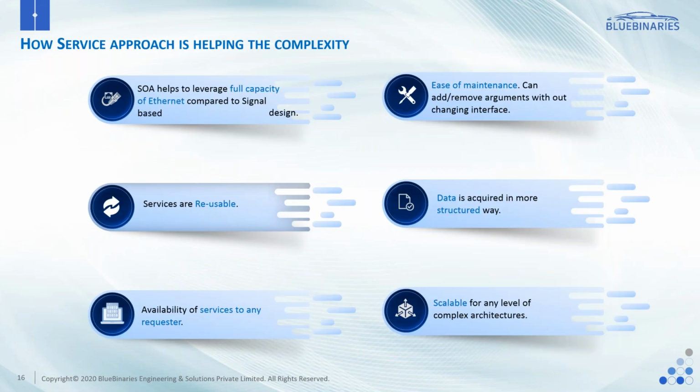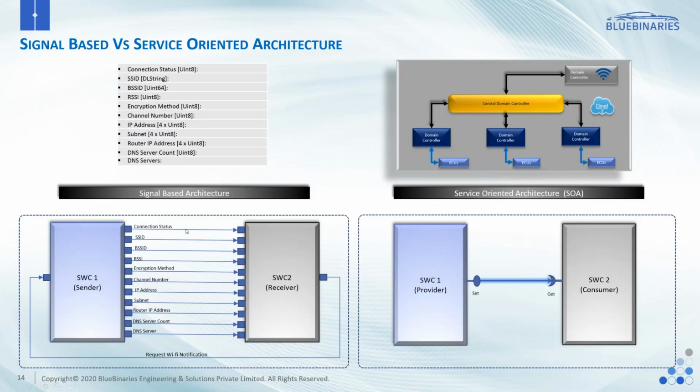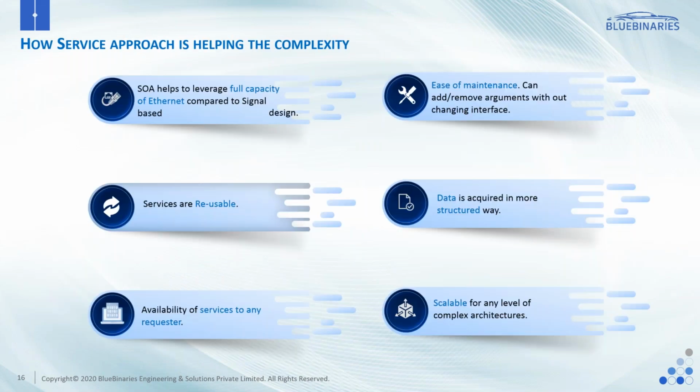So how is this approach helping with the complexity? You can have the complete payload in one service, and in this way you can leverage the full capacity of Ethernet, where you can go up to 1500 bytes of payload. So you can take advantage of Ethernet by passing a huge amount of content in one transaction. Service-oriented architecture helps to leverage the full capacity of Ethernet compared to the signal-based design.